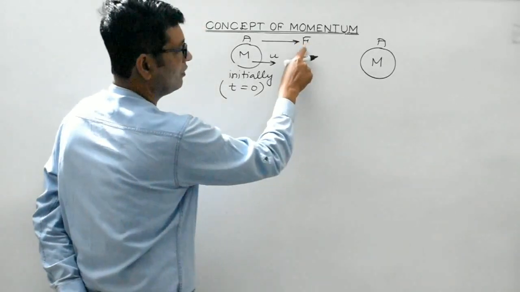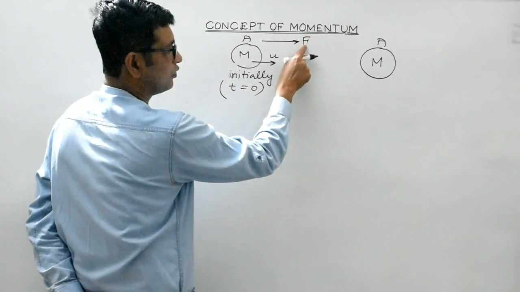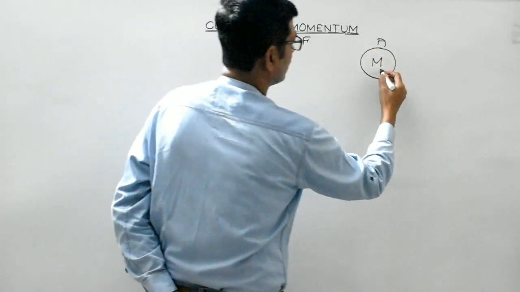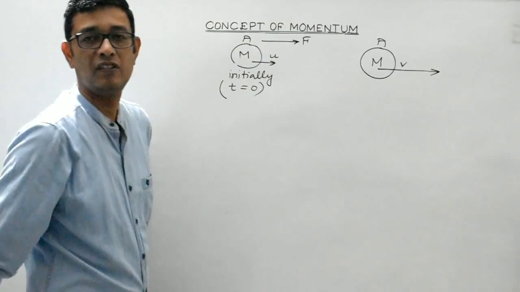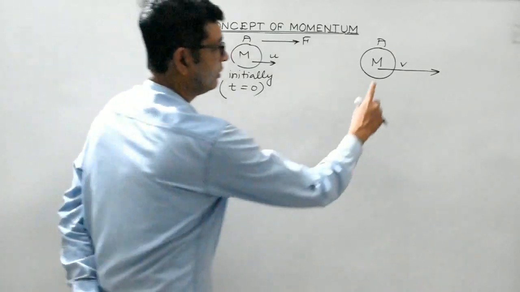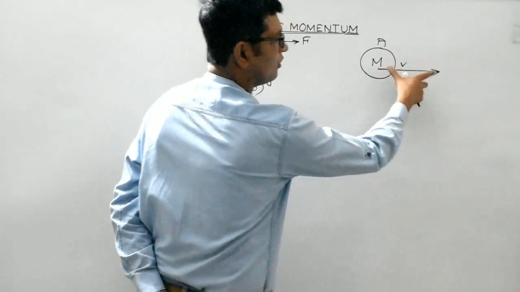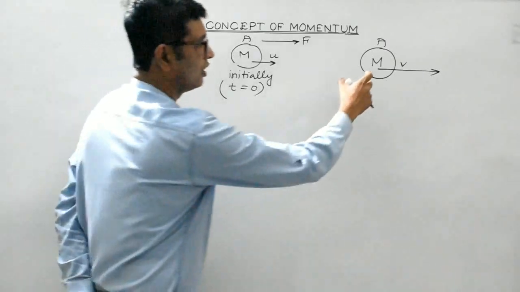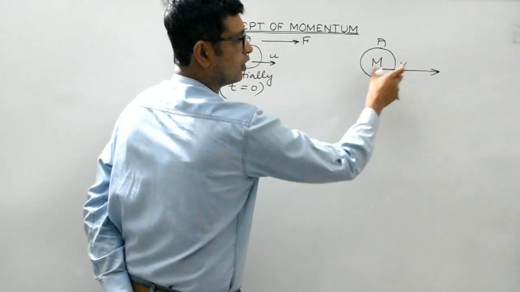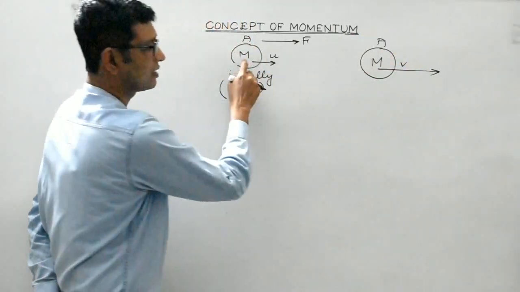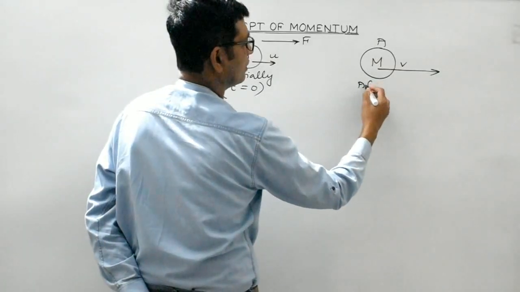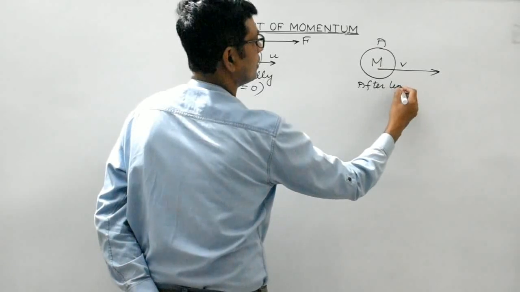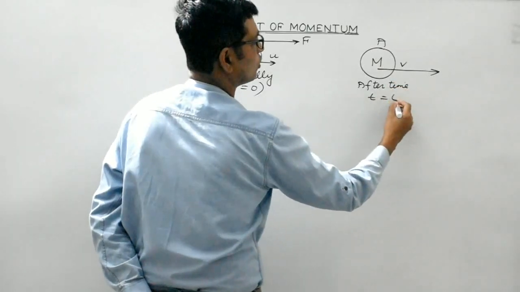So under the influence of this external unbalanced force, suppose the body after some time acquires a final velocity v. Now students, look, here I represent the velocity with an arrow of longer length. Longer length represents that the magnitude of the velocity is much larger as compared to the initial case, right? So this is after time t, where t equals t.